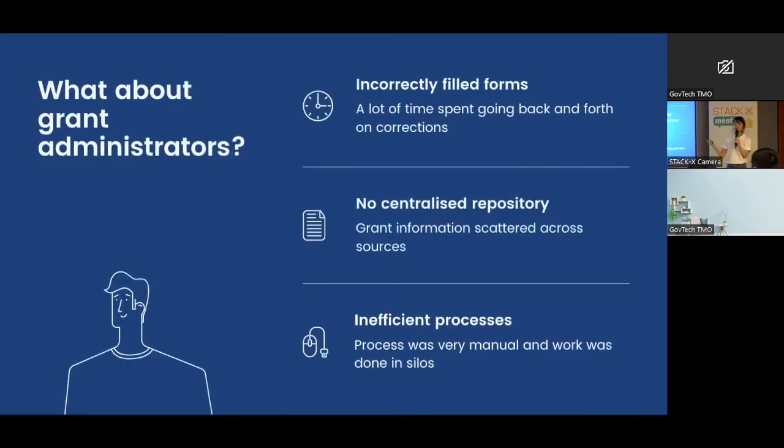One of them being having to spend a lot of time going back and forth with applicants on incorrectly filled forms. The next issue that they faced is the same issue of not having a centralized repository and having grant information scattered across multiple sources. Finally, their work processes were largely manual. So think things like sending documents over snail mail, scanning them, filing them, things like that. So it wasn't always the most efficient way to work. In addition to that, their work was largely done in silos. So what this means is that it makes it very hard for agencies to be able to check for instances of double dipping, which is essentially a form of fraud.